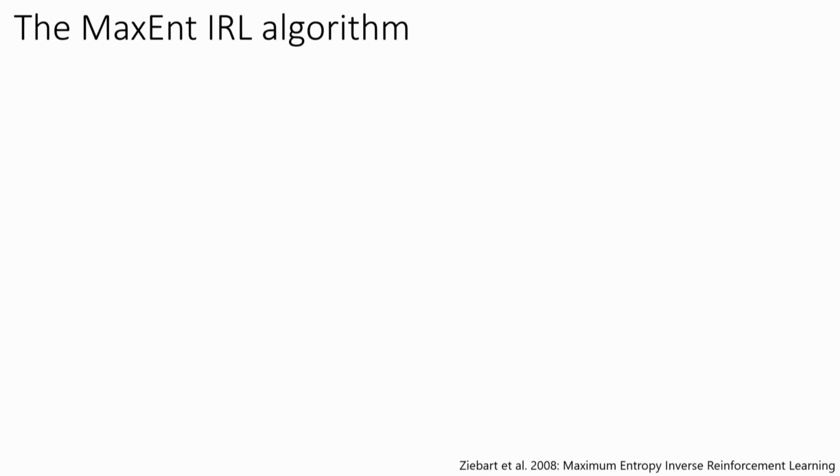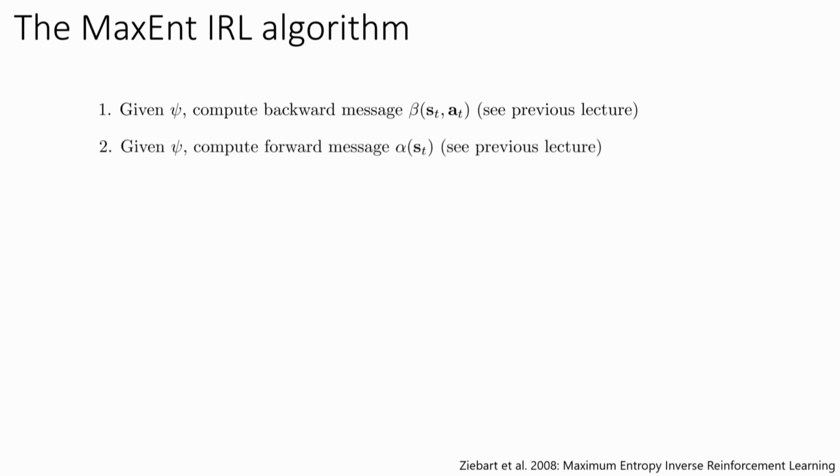So from this, we get the classic dynamic programming maximum entropy IRL algorithm. This algorithm can be written as follows. Step 1, given a current psi, which you initialize maybe just randomly, compute a backward message beta(s_t, a_t), just like we did on Wednesday. Step 2, given that same psi, compute a forward message alpha(s_t), again the same way that we did in lecture last week. Then compute your mu's by multiplying together the betas and the alphas and normalizing.